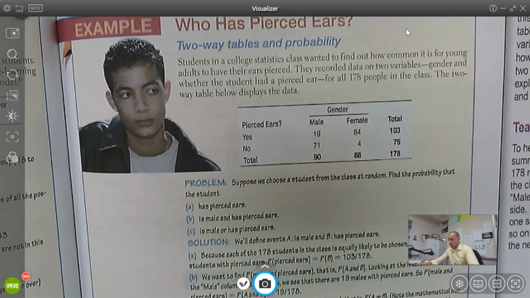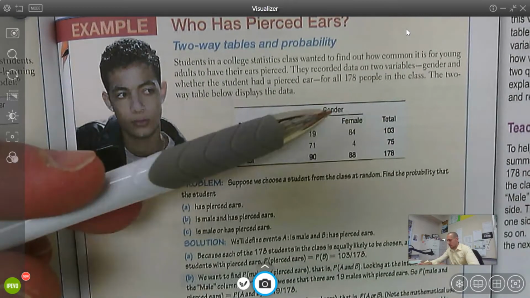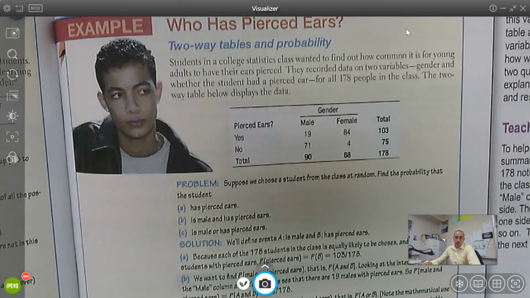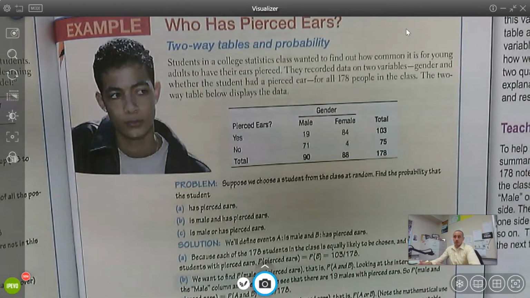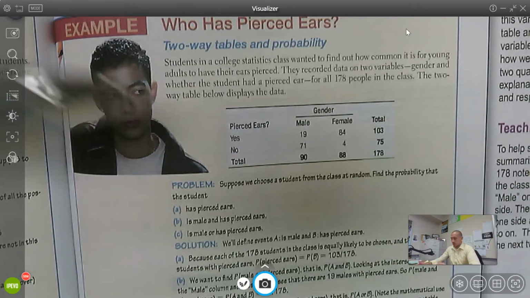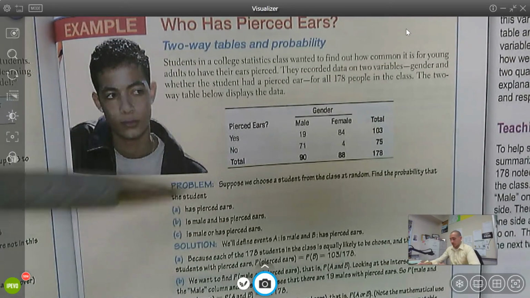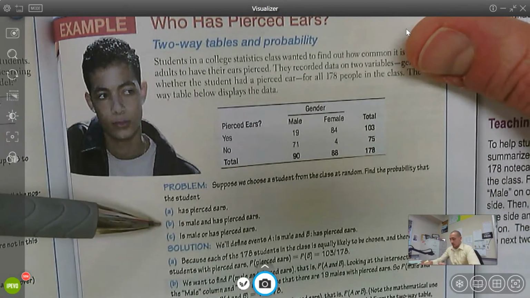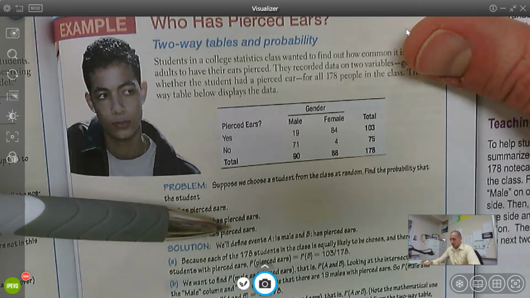Then we got into two-way tables. In this case, we looked at if a person had pierced ears or not and what their gender was. Your goal is to figure out: is this a conditional probability, like a given, or are you looking at the whole total? Find the probability somebody has pierced ears. That's a yes, 103 out of 178.